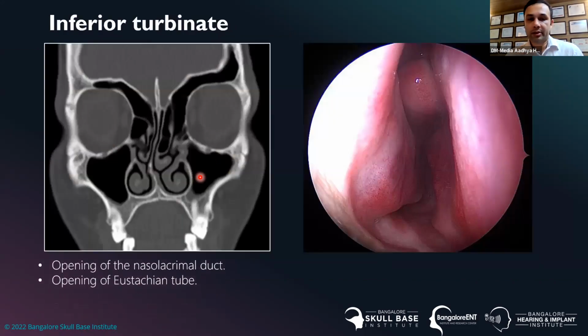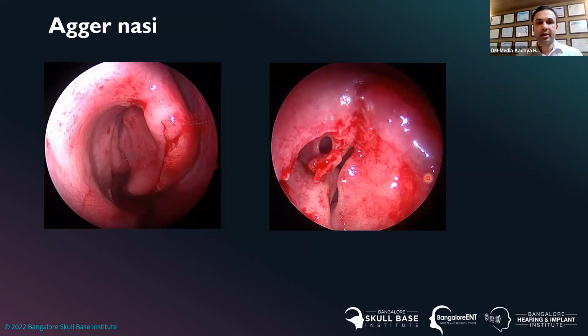The next important structure when we talk about the sinonasal anatomy, the first important structure that we'll always encounter, is the inferior turbinate. These are scroll-like separate bones present on the lateral wall of the nasal cavity on either side, from anterior to posterior. The two important things to keep in mind with respect to the inferior turbinate are the opening of the nasolacrimal duct, which falls in the inferior meatus, and the opening of the eustachian tube, which is posterior. These two important structures are very closely correlated to the inferior turbinate.